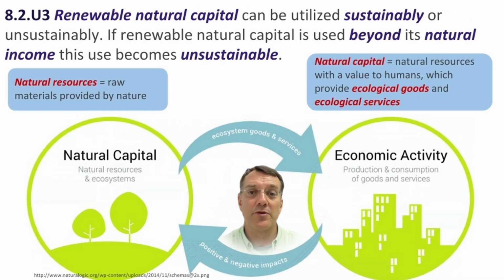Renewable natural capital can be used either sustainably or unsustainably. The key concept here is natural income, the growth or yield produced by natural capital. Examples include agricultural harvests, timber growth, or increases in animal populations. When harvest exceeds growth, we deplete the resource. A sustainable approach ensures that we only use the natural income and we preserve the original capital.